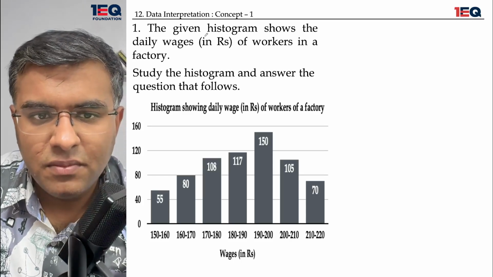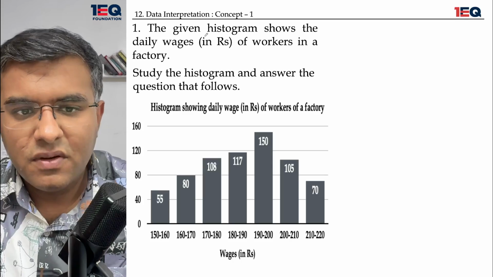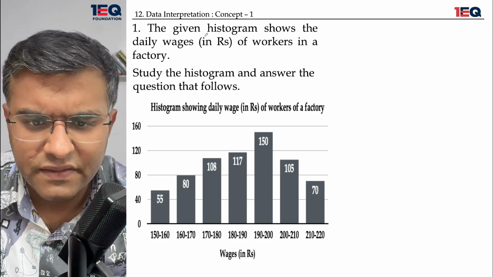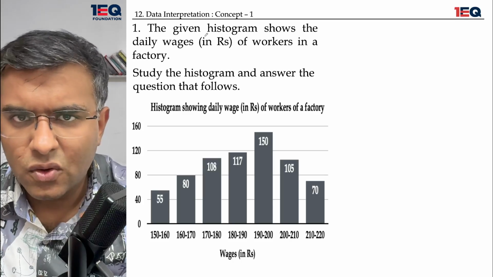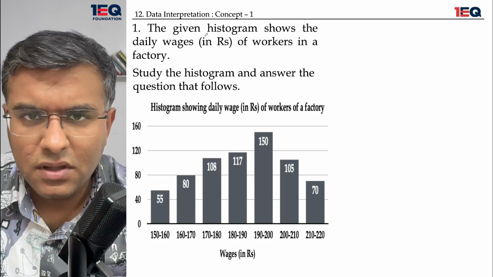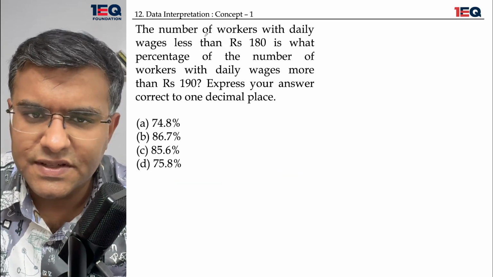This is the histogram showing the daily wages of workers in a factory. The number of workers is on the left hand side, and the wages are given on the bottom, on the horizontal side.